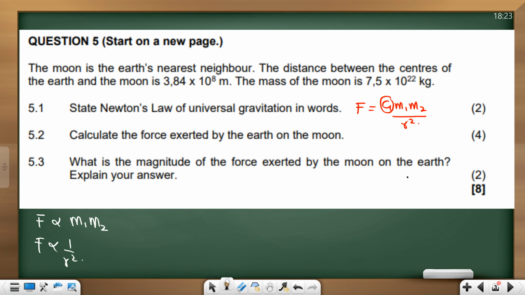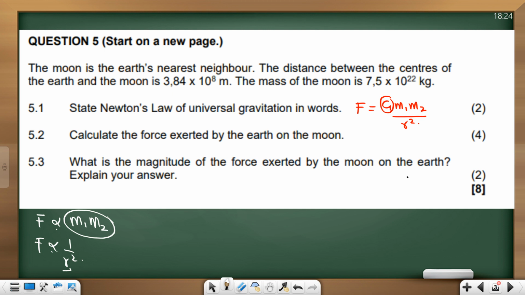The magnitude of the force, okay? All objects on the earth exert a force of magnitude. You must put the word magnitude. Directly proportional to what? The product of the masses, and inversely proportional to the square of the distance between their centers. We are done there.